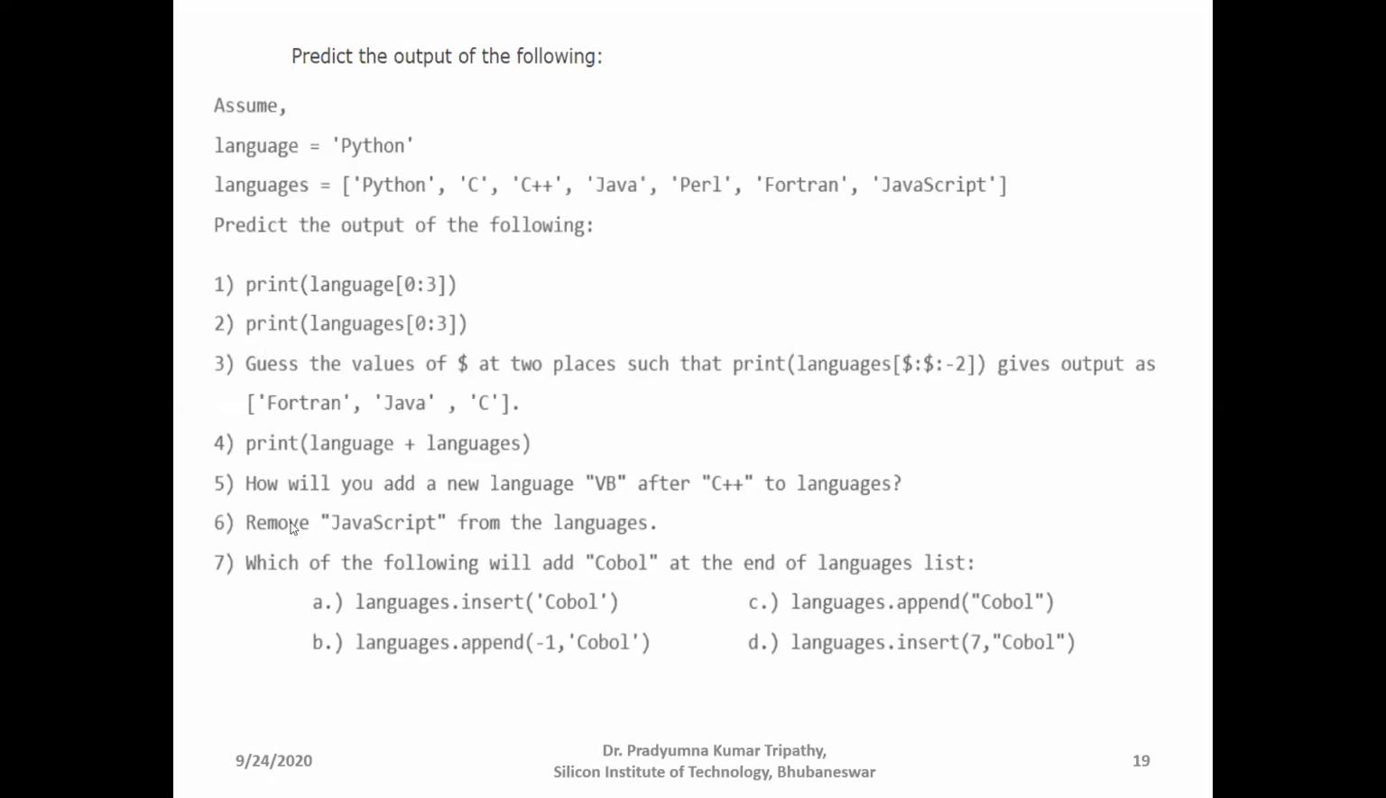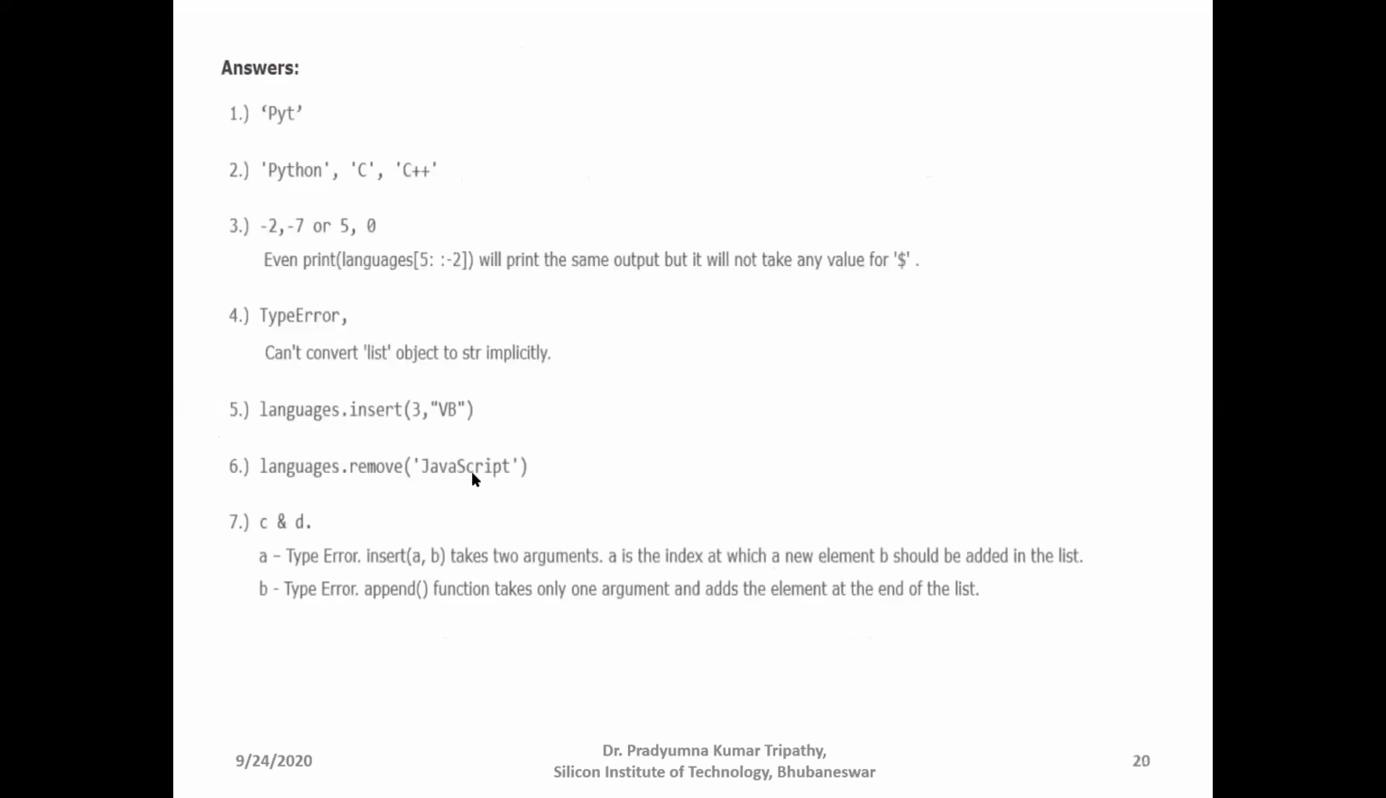Remove this from the language. I can use the remove function so that this can be removed. So I'll just write languages dot remove the item name. Languages dot remove the item name, it will be removed. Right?